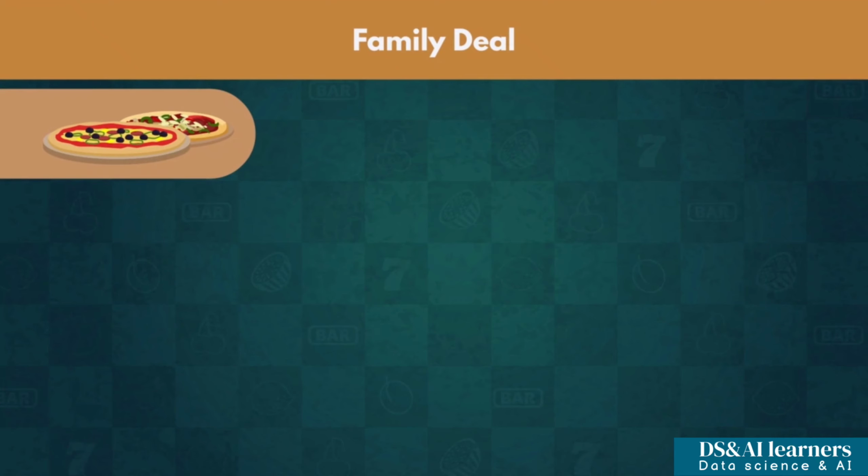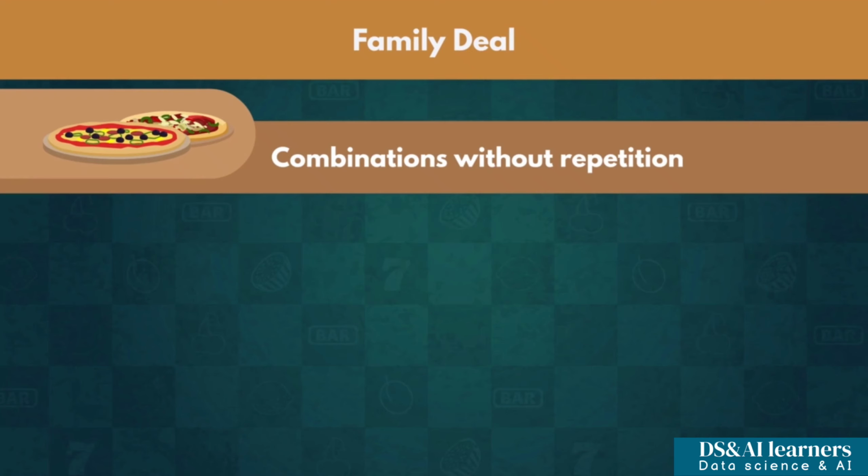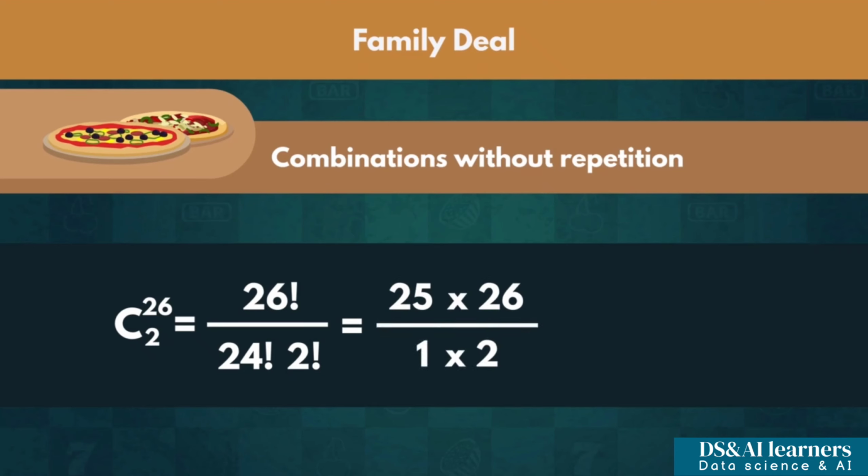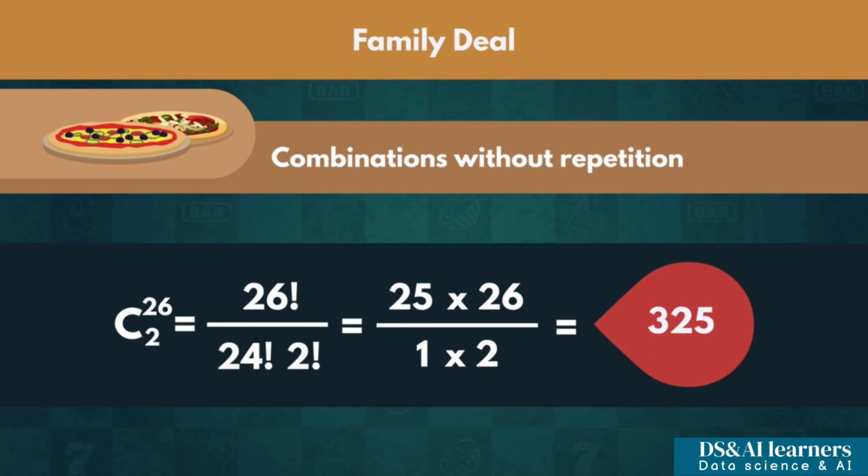Since you are splitting the 2 among one another, no order is involved in this decision. Thus, you would need to use combinations without repetition to determine the correct amount of pizza options this deal provides. You apply the formulas you learned already, which results in 26 factorial over 24 factorial times 2 factorial. This simplifies to 25 times 26 over 1 times 2, or 325. Your conclusion is that there are 325 different ways of picking the pizzas. Whoa, that is a much greater variety than the 26 we had available earlier.